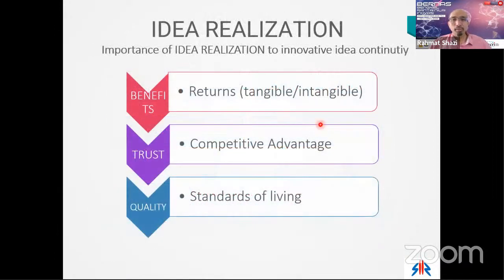So at the end of the day, we want to realize these ideas so that the novel idea becomes innovation, because we want benefits, both tangible and intangible. Economic, social, not just pure economic. We want social values as well. Intangible is difficult to measure, tangible is easy to measure. Trust: we want to build trust in technology, so people trust these new ideas that are realized, so that Selangor State has competitive advantage. And finally, quality. We want to improve standards of living, so that salaries can go up, technologies make our life even better, and we can afford it. That's the most important thing.